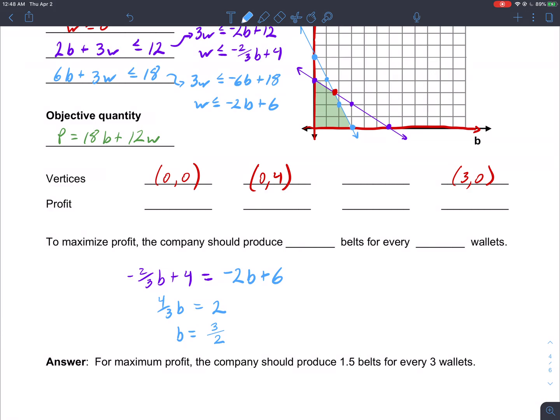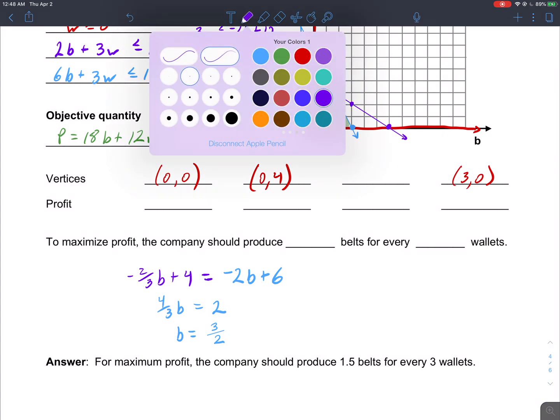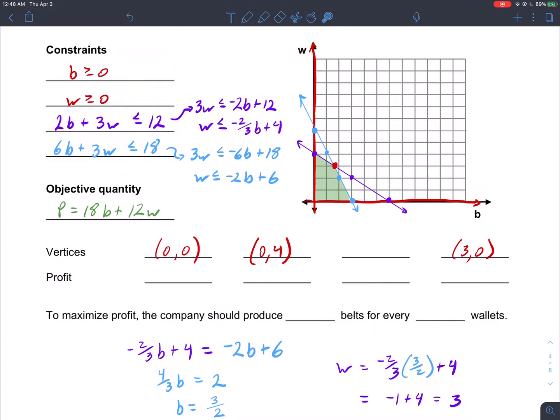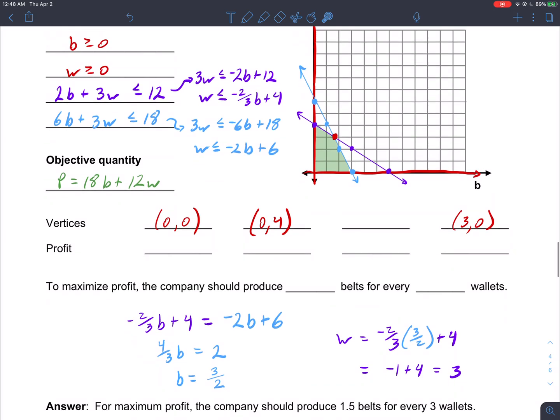So if B is 3/2, then let's say W would equal negative 2/3 times 3/2 plus 4. I'm just taking that 3/2 and plugging it in here. I could plug it in here also, but it actually works quicker and easier here. So if I do that, I get negative 1 plus 4, which is positive 3. And that is pretty obvious because we can look at our w-axis and see that it's intersecting at 3. So 1.5 is the b value. Didn't quite look like it. It looked like it may have been 1 2/3, but it's actually 1.5, and then 3. So that's the other intersection.